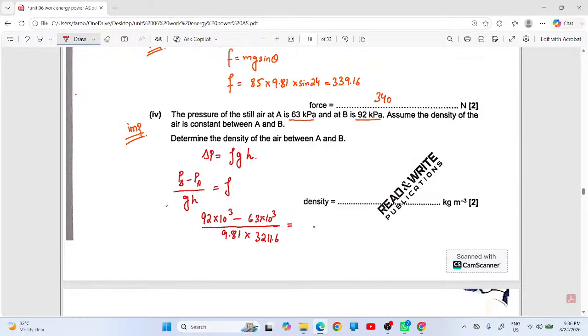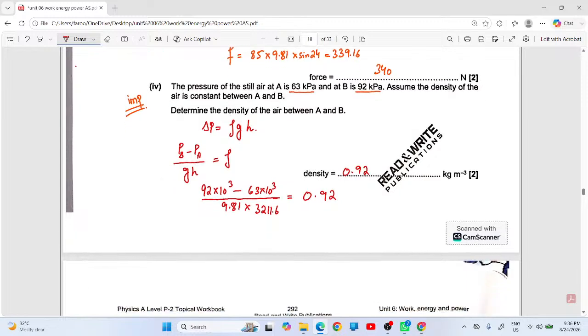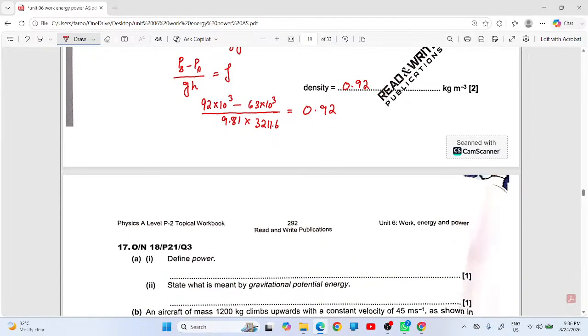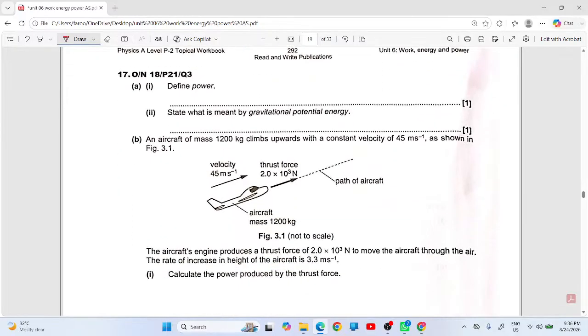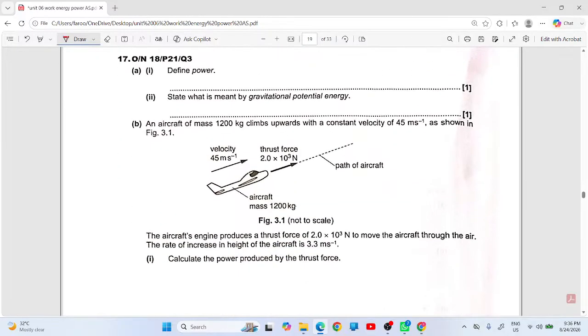The answer is 0.92, 0.9204. The question asks for the density of air, so it is 0.92. Okay.